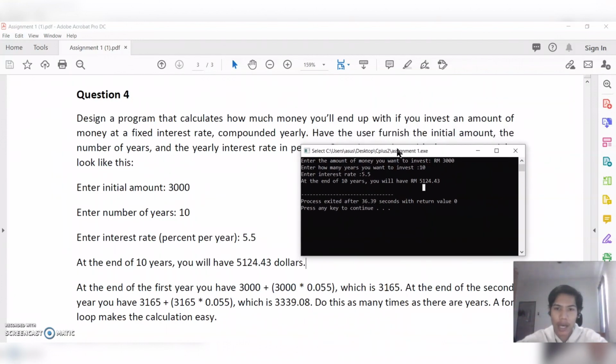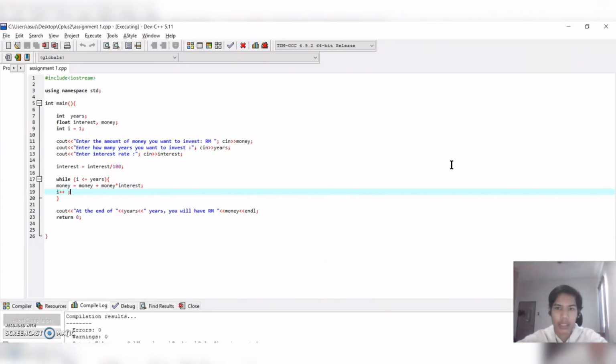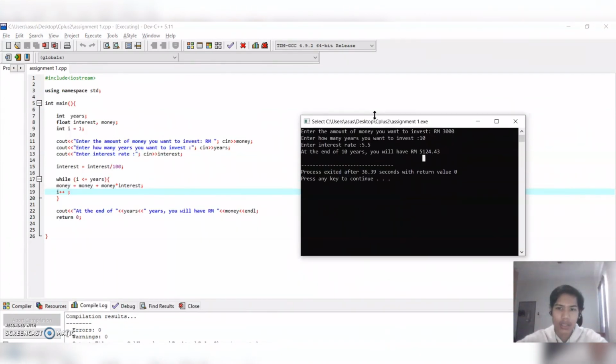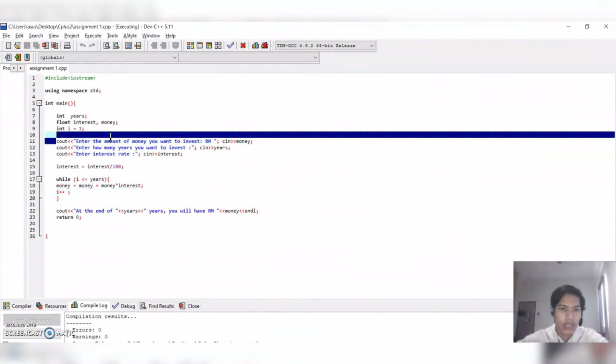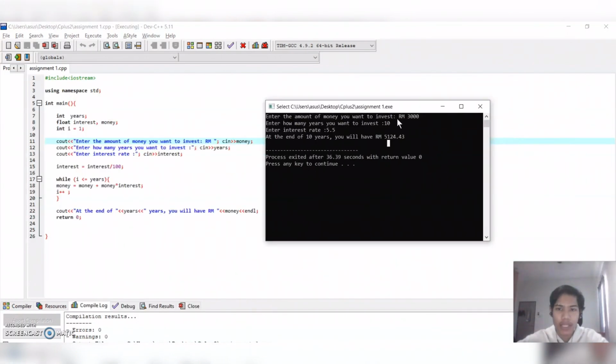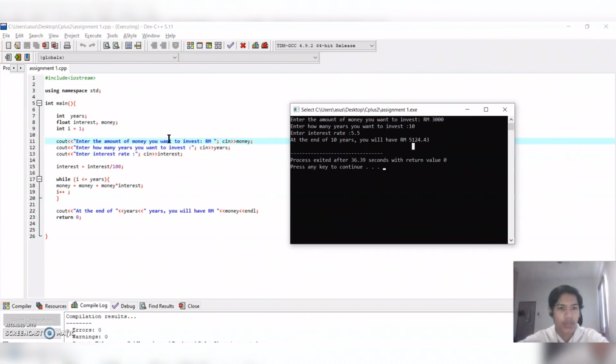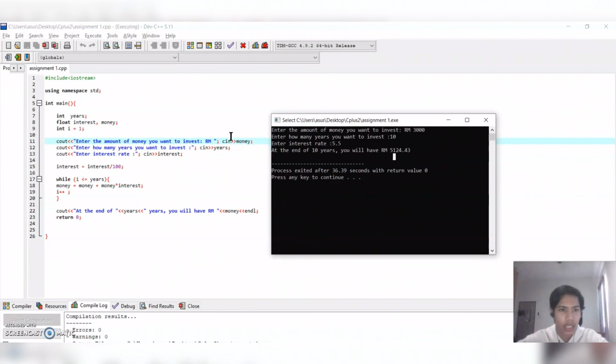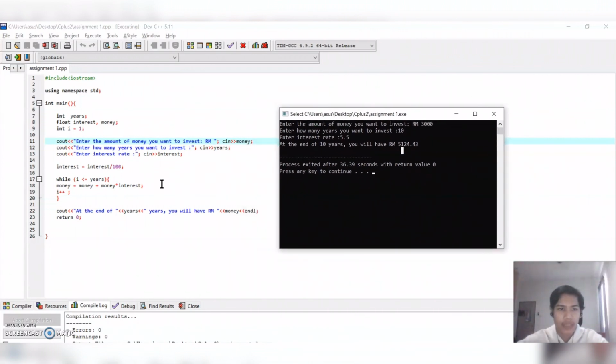Now we will look back. So the enter amount of money you want to invest corresponds to the first line of our cout, that is to get the value of money, and it will store it. And then for the years and interest rate also the same. So when doing the calculation, since the interest is 5.5%, our interest will be divided by 100, so it will be 0.055.